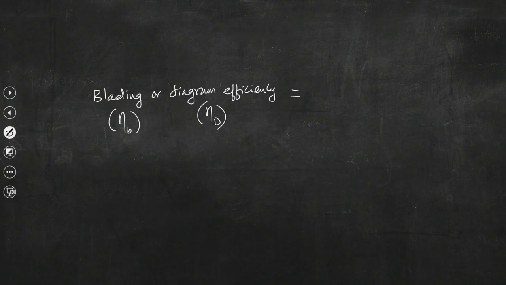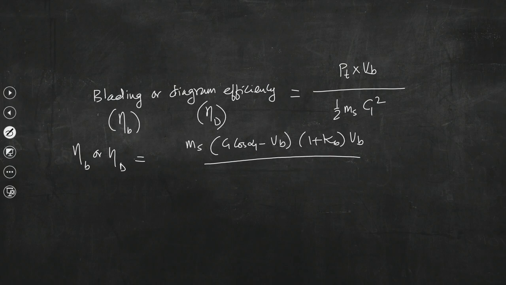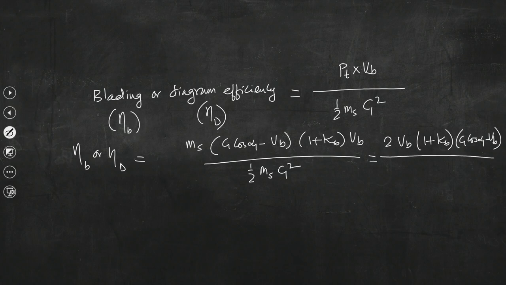That is nothing but the rate at which work is done by the jets on the blades. So, that is Pt into Vb, and that is the input energy, that is half Ms C1 square. So, if we try to write this, this eta b or eta d equal to Ms into C1 cos alpha 1 minus Vb into 1 plus kb into Vb divided by half Ms C1 square. So, we can write one step further, that means we are getting twice Vb into 1 plus kb into C1 cos alpha 1 minus Vb divided by C1 square.